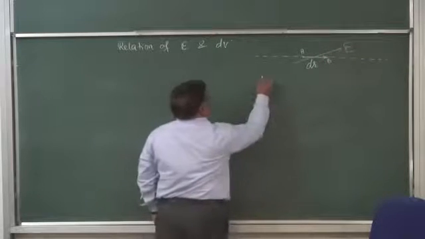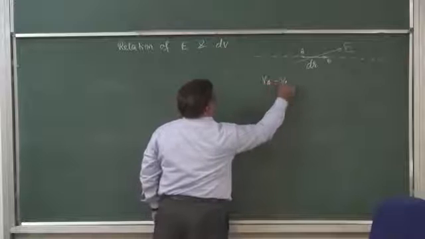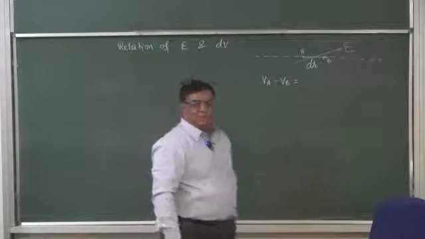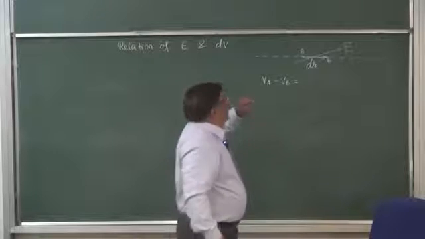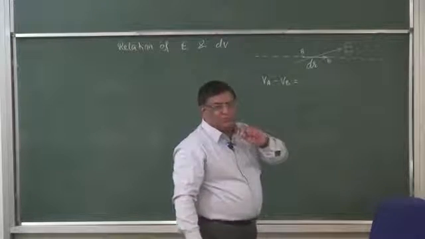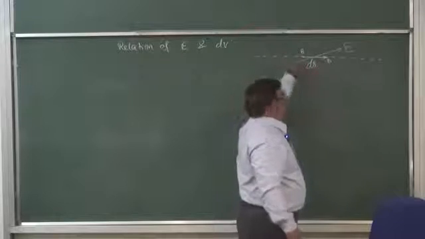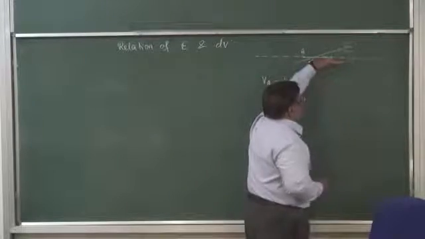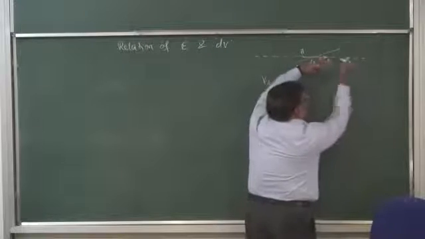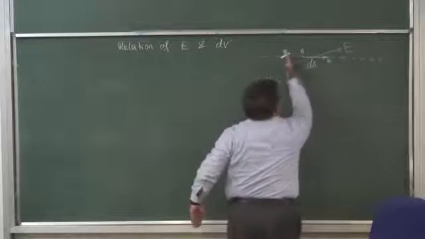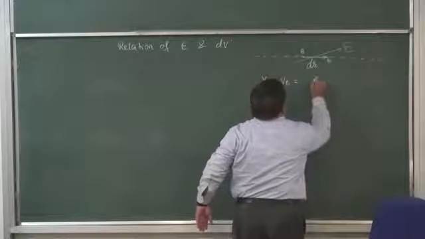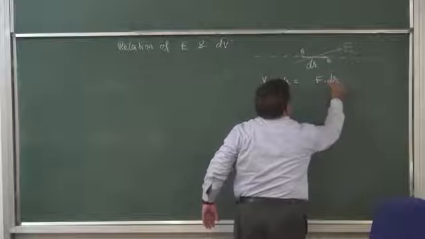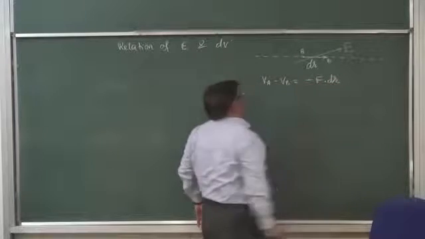VA minus VB is equal to how much? I am carrying a test charge Q with me. There is some electric field here. Because of that, there will be a force in this direction on the charge. I am applying force in this direction and doing this displacement. So, how much is the work done? F into dr, this is the work done.